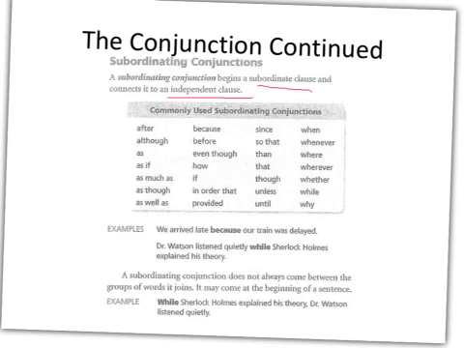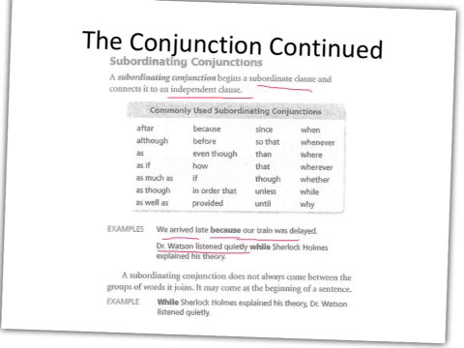And so we arrived late because our train was delayed. So again, this is joining we arrived late, which is an independent clause, that is a complete sentence, with because our train was delayed, which is a subordinate clause, which would be a sentence fragment. Dr. Watson listened quietly. Again, that would be a complete sentence. This is an independent clause. It can stand on its own. While Sherlock Holmes explained his theory. While Sherlock Holmes explained his theory is not a complete sentence. This would be a subordinate clause. It would be a fragment if you wrote it by itself.